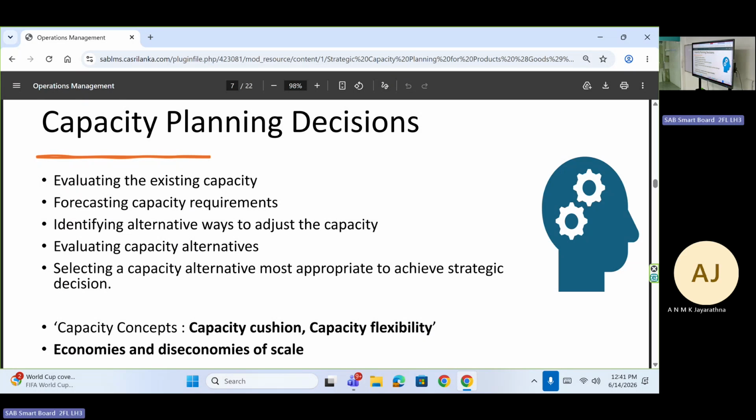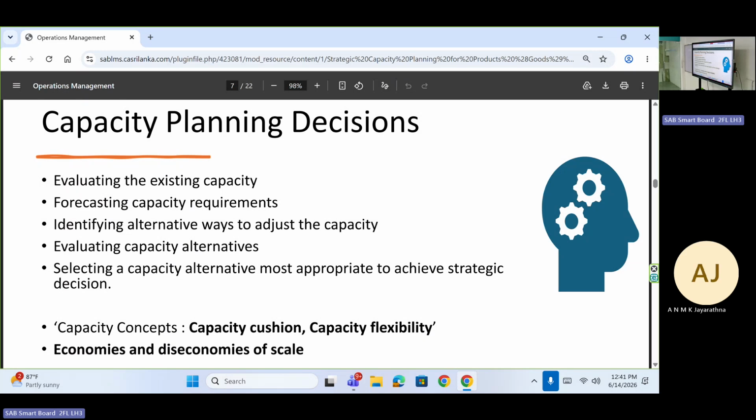Then identifying alternative ways to adjust the capacity. I will show you there are different strategies that we can use to adjust capacity. If we consider those different strategies, we can categorize them into short term and long term also. I will show you, then I will allow you to write them down also. So there are different strategies.